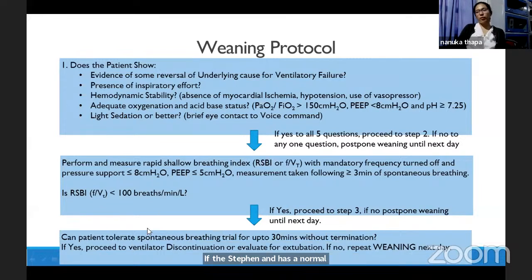If the answer to the above question is no, the patient becomes unstable or agitated or diaphoretic, then we again need to discontinue and reevaluate for extubation the next day.